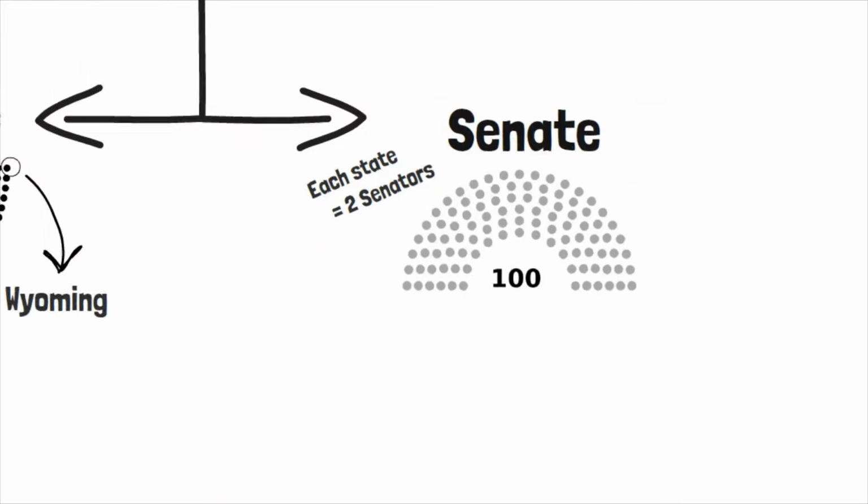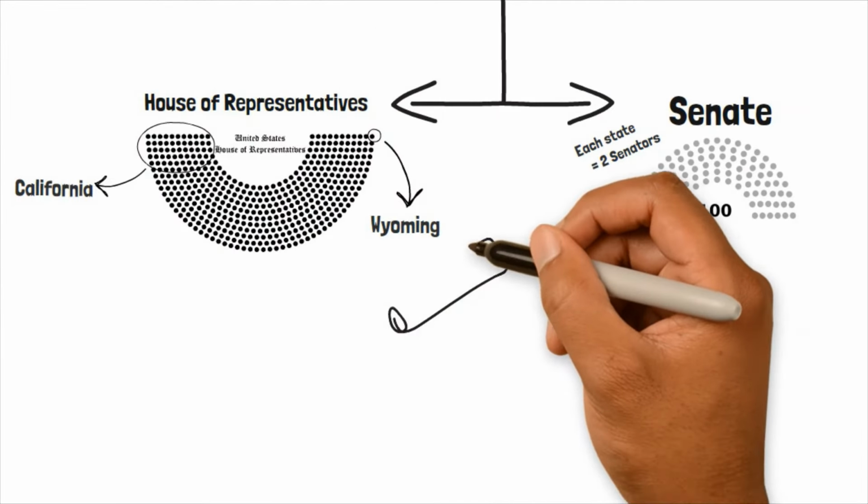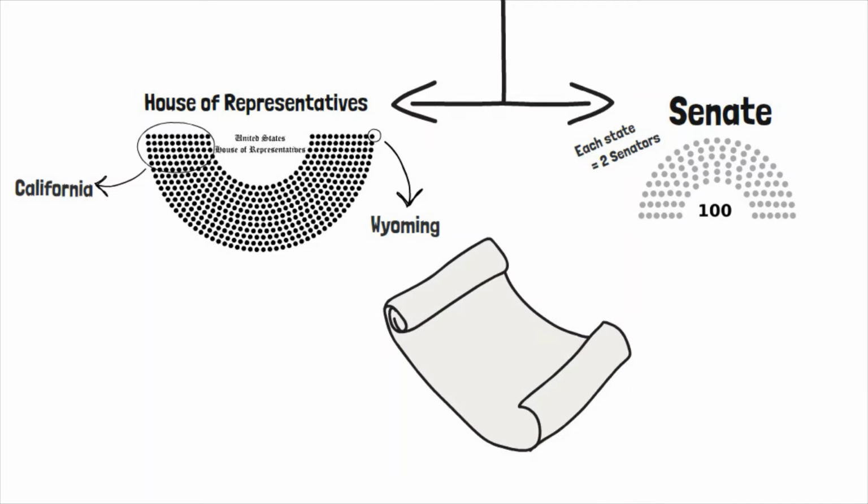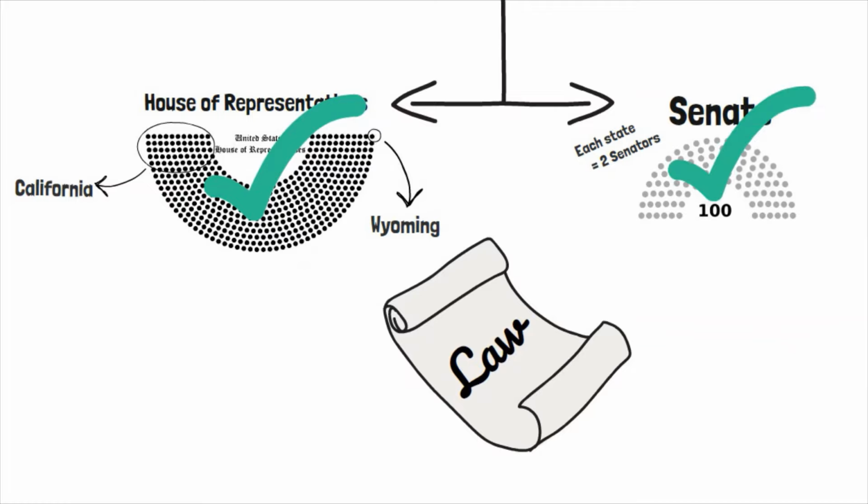The reason for having 2 bodies of Congress is so that every state will be able to have an active role in the process of making laws. For a law to be passed, it has to be voted for by a majority in each of the 2 chambers, which ensures states with very few representatives in the House can still affect the outcome in the Senate.